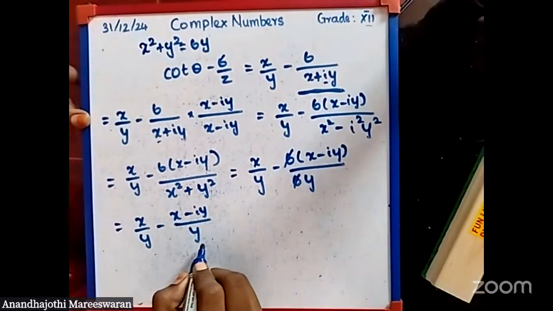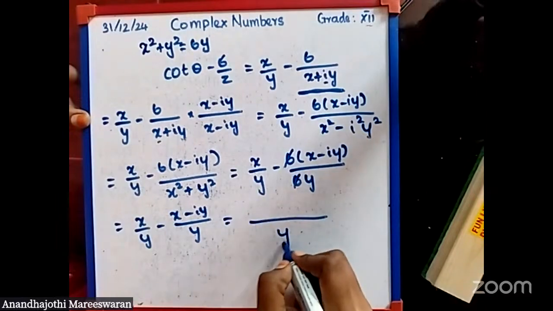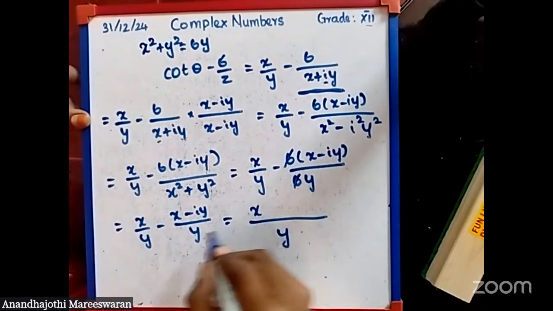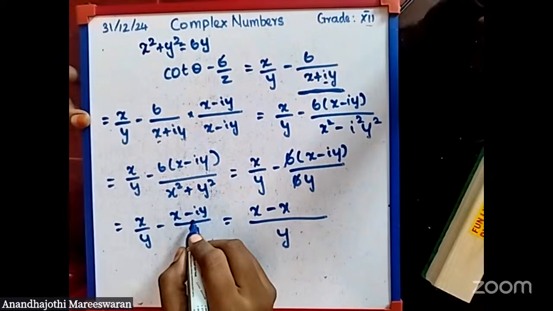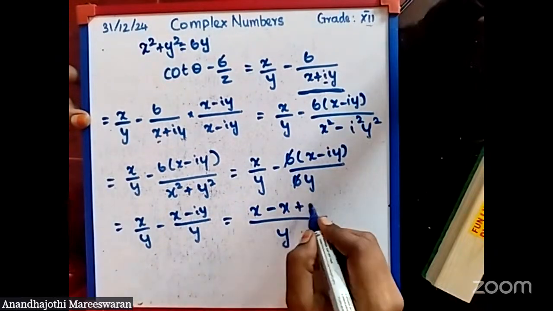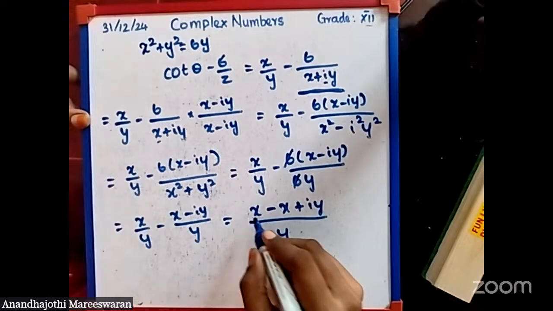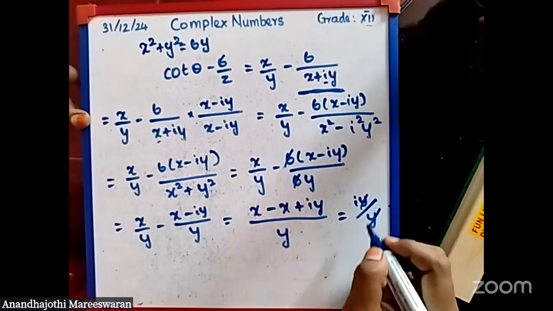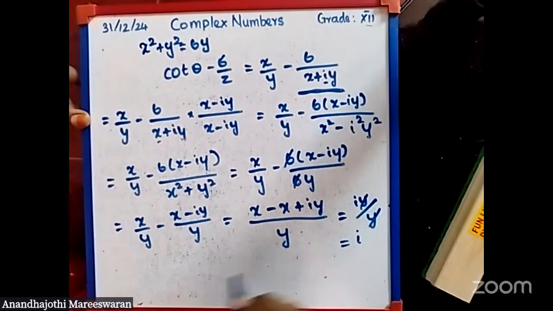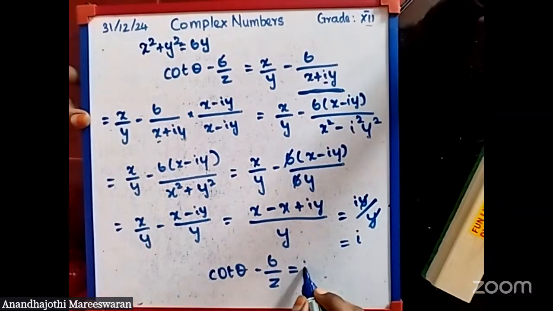So they both have a common denominator, so I take y down. So the numerator will be x minus x, minus of minus iy will be plus iy. So x minus x, 0, which is equal to iy divided by y. The iy cancels, so the final is i. So what we have? We have taken cot theta minus 6 by z, which is equal to i. This is what we are going to prove. Right? We proved this.